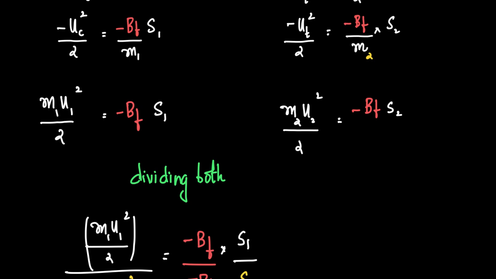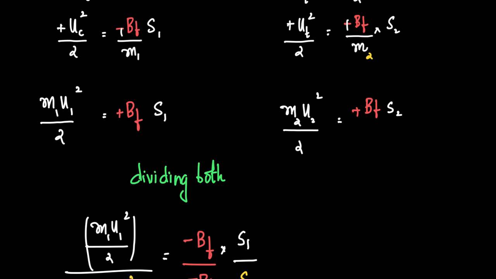Now we'll continue here. So we have minus U1 square by 2 and minus BF by M1. I'll take this M1 to the LHS. So we have M1 into U1 square by 2. I'll cancel off these two negatives, so negative by negative becomes positive. Similarly, if I transpose M2 to the LHS, M2 into U2 square by 2 is equal to minus BF, cancel off this minus here, S2.